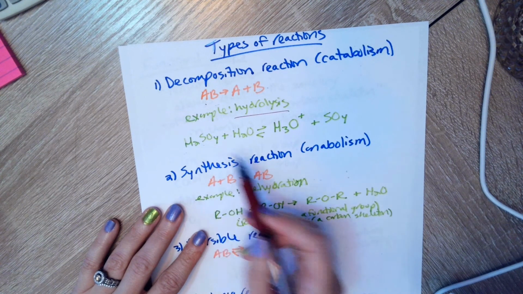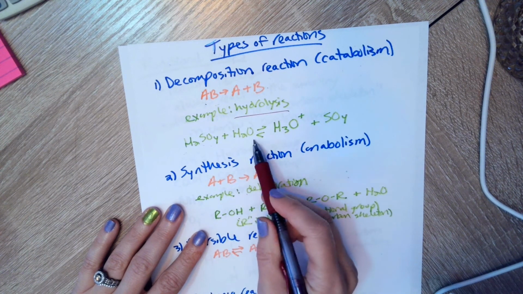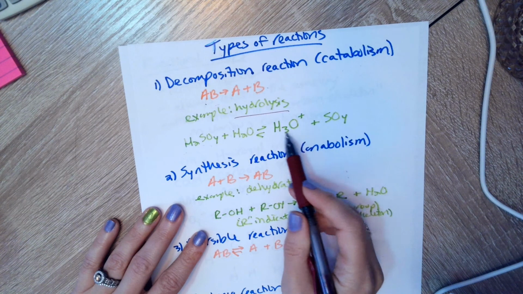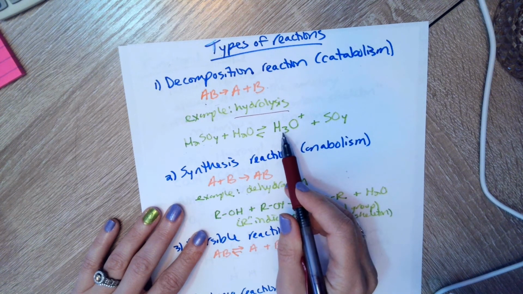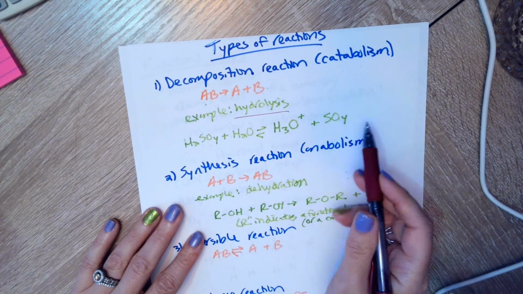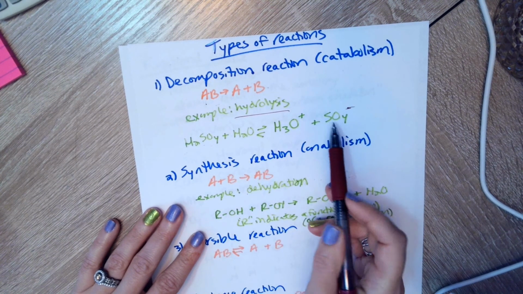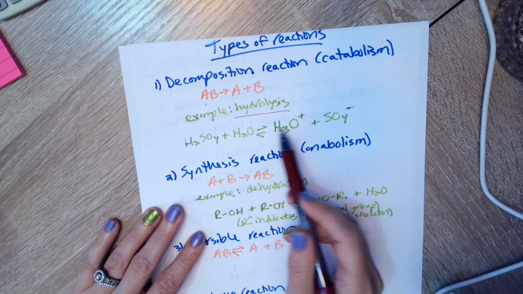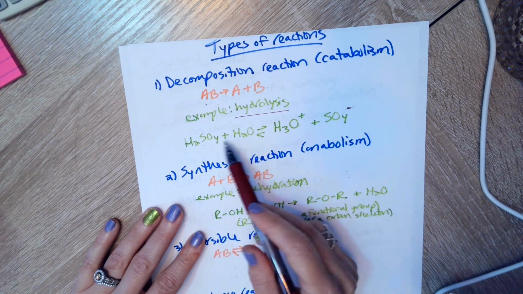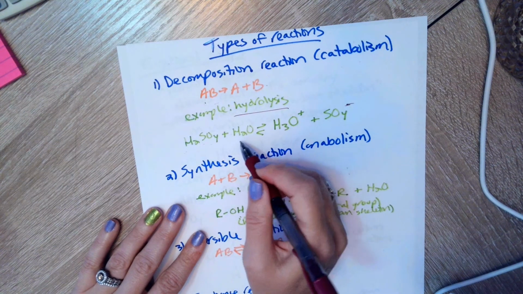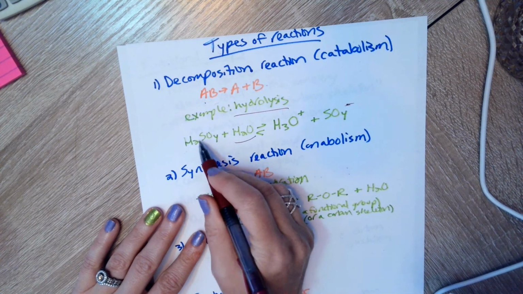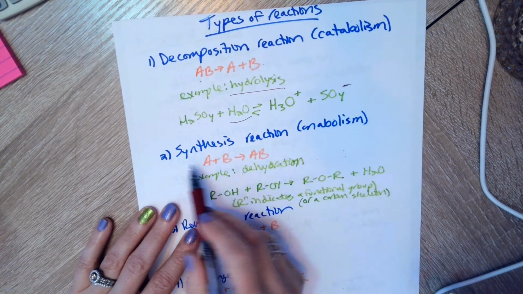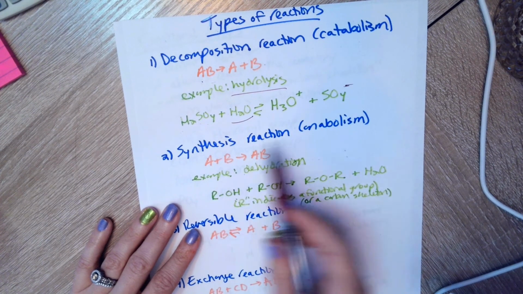So H2SO4 plus water yields, reversibly, so this can go back and forth, H3O+. Usually you would have H2O, this has an extra hydrogen on it, so it gives it a positive charge, plus SO4 should have a negative charge on there. And then we could break them apart going the other way, okay? And we could end up that way too. So what we did essentially was we took water and that broke up this molecule to give us these separate components here. Now the opposite then would be a synthesis reaction.